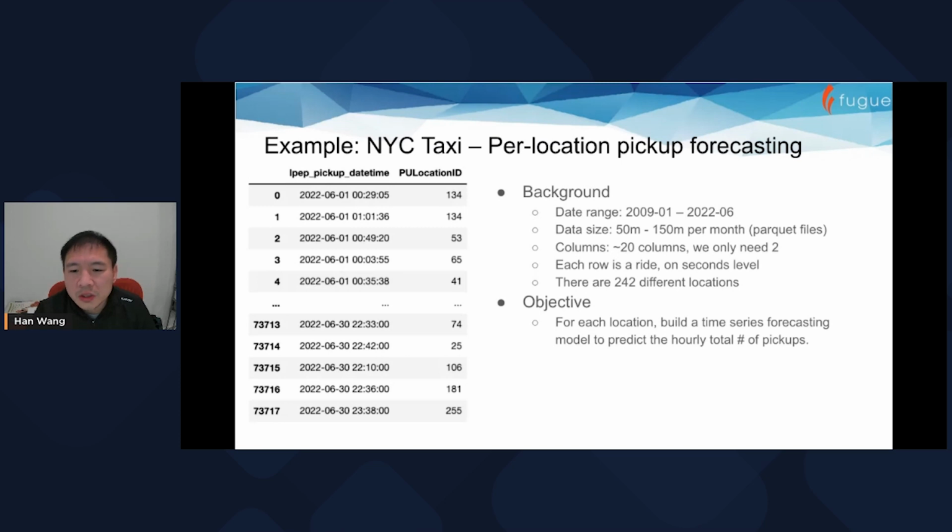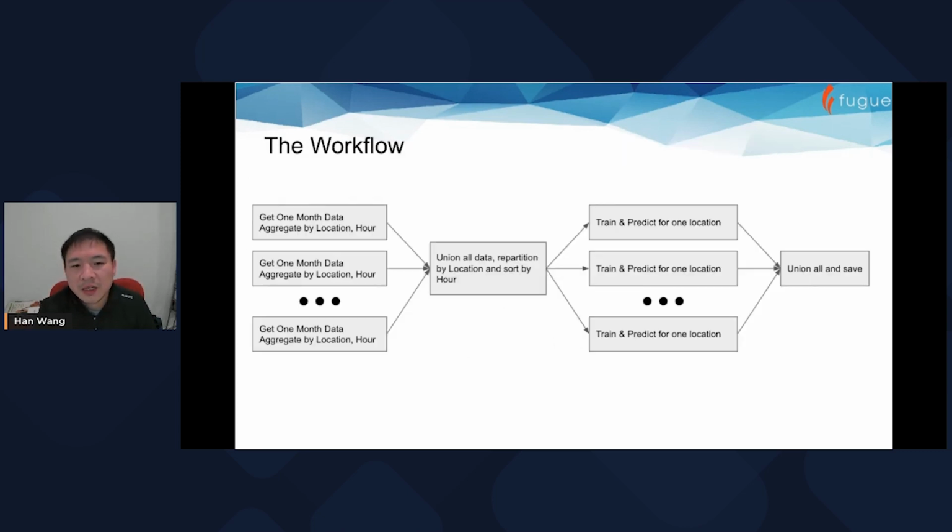What we want to do is, for each location, build a time series forecasting model to predict the hourly total number of pickups. So as you can see, for this data frame, you will need some aggregations to aggregate on the hour and the location ID, and then get the total count. And based on that, you want to build a forecasting model. I'm not going to dive deep into the technical details of this machine learning problem. Instead, we will just focus on this workflow.